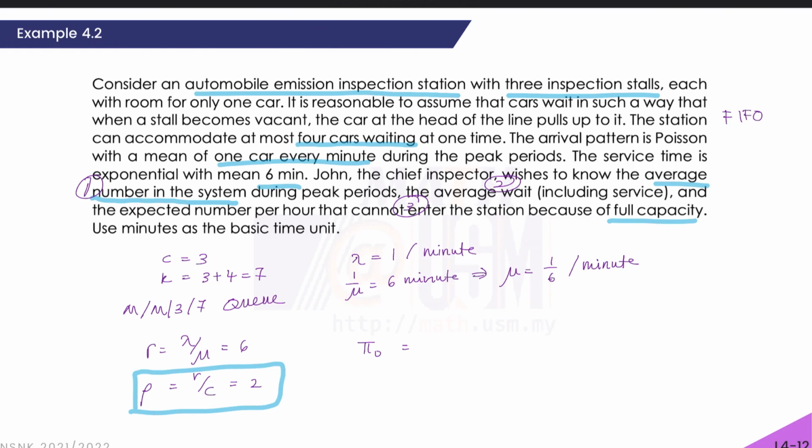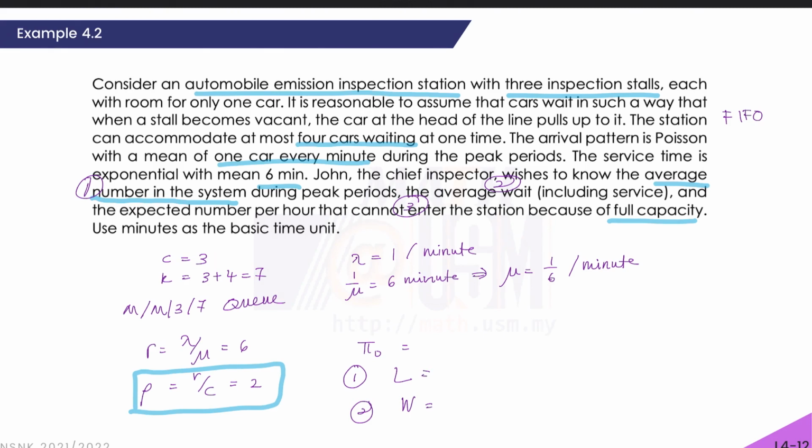Question number 1: John wishes to know the average number in the system during the peak period. So what is it that John wants to know? Is it L, LQ, W or WQ? The average number in the system refers to L, so number 1, you need to determine L. Number 2, the average wait including service. We're talking about the time in system, not waiting time. Average wait including service basically means the time in the system, waiting and receiving service. So number 2, you want to know your W.